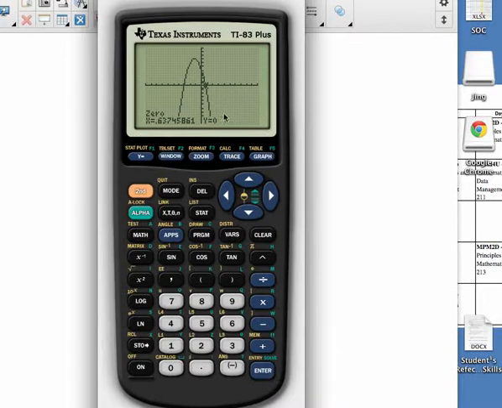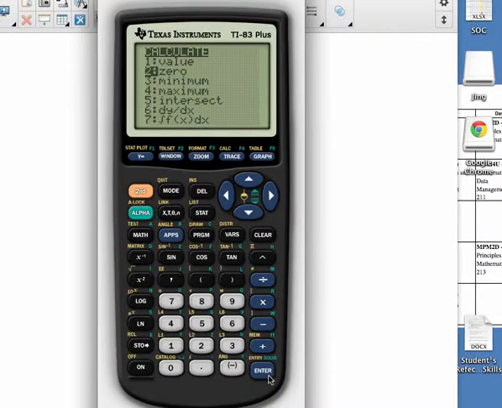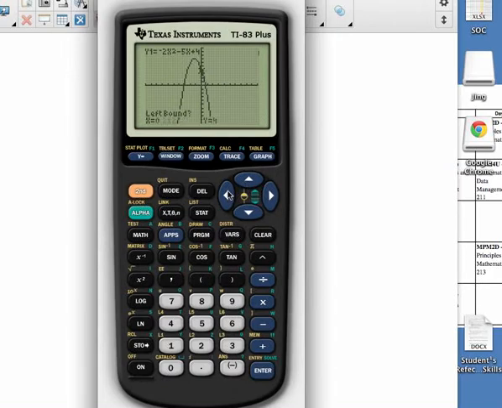So this is a nice answer for me because my y value is 0, and I know that that means I'm on an x-intercept, and the x value is 0.64. Good. Now I'm going to find the other one. Now it's going to ask me for the left bound, so I need to click over and go to the left side of the curve, and I am. Then I need to go to the right side of the curve, and I am. And then I need to go somewhere in between.